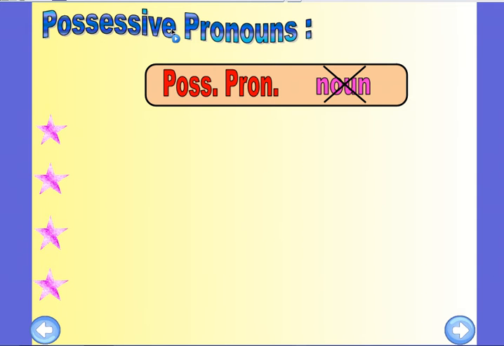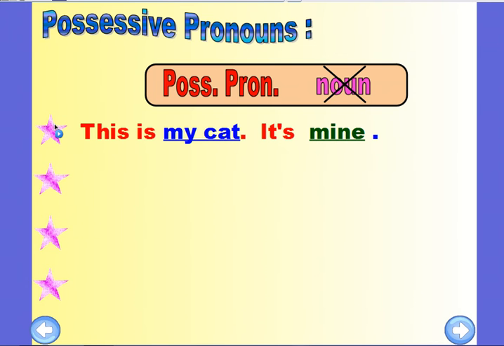Let's see some examples. This is my cat. My is followed by cat. My is followed by a noun. Then my is a possessive adjective. It's mine. My equals mine. Mine is a possessive pronoun.